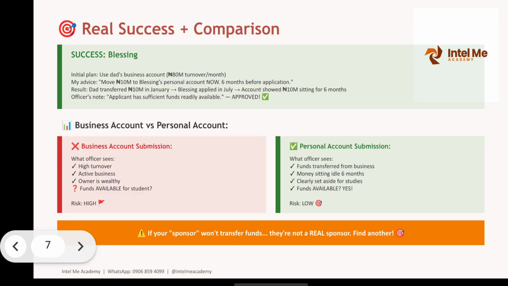Do you get it? So on doing that, she applied and they could see that the money was clearly there waiting to be used for her studies, and she got approved. So the main difference is that if she had submitted her father's business account, they would have seen that there is high turnover, the business is active, the owner is wealthy, but are the funds truly available for the students? And that poses higher risk for refusal.